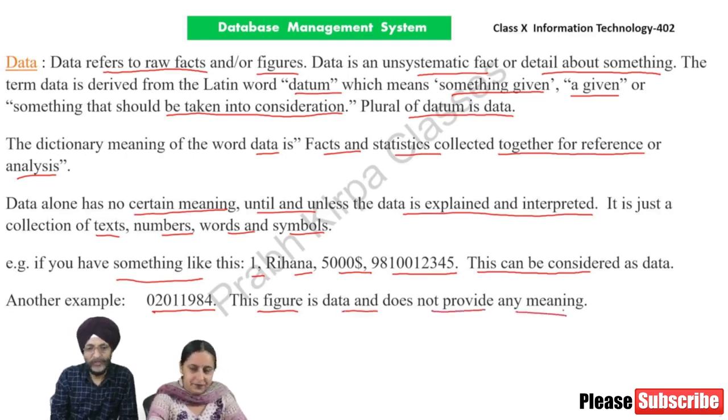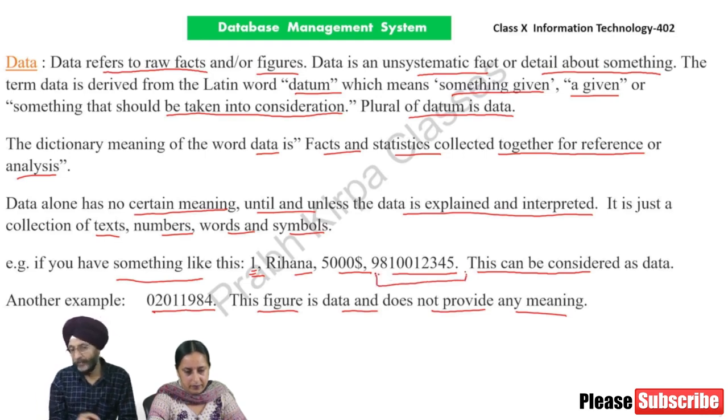As already told, data is something which are raw facts or figures. It is just a collection of text or numbers, words, or symbols from where we cannot come to any conclusion. In this example, you have seen that one represents nothing. It may be a serial number, it may be a roll number, it may be a count number. Next, 5,100 does not represent whether it is the school fees or it is the salary of an employee or these are other expenses.